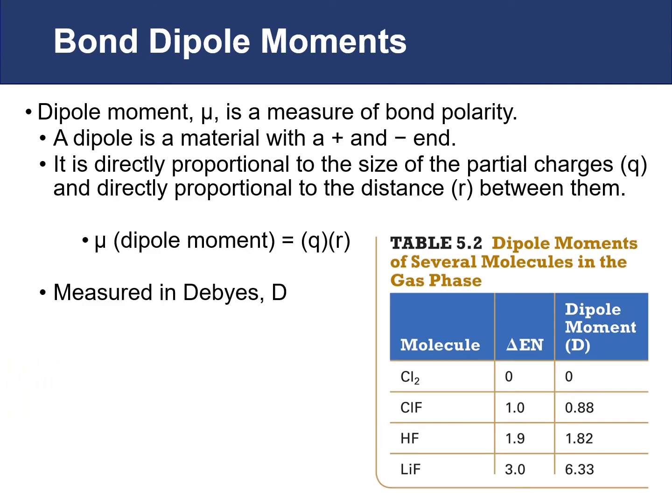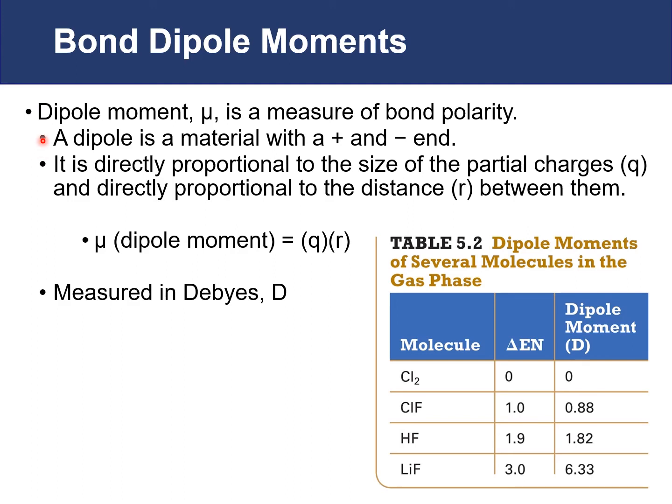For our bonds, we can also quantify the extent to which we have a plus end and a minus end by looking at our dipole moment. The dipole moment, which will be represented by the Greek letter mu, is a measure of the bond polarity, the degree to which we have a plus end and a minus end. The term dipole is not actually one of chemistry. A dipole is any material that has a plus end and a minus end.